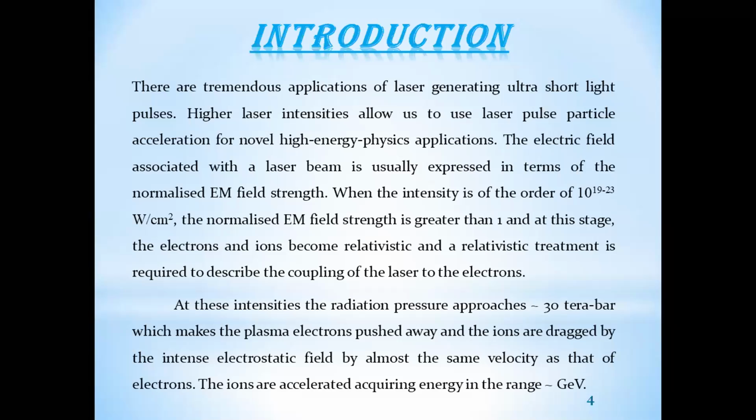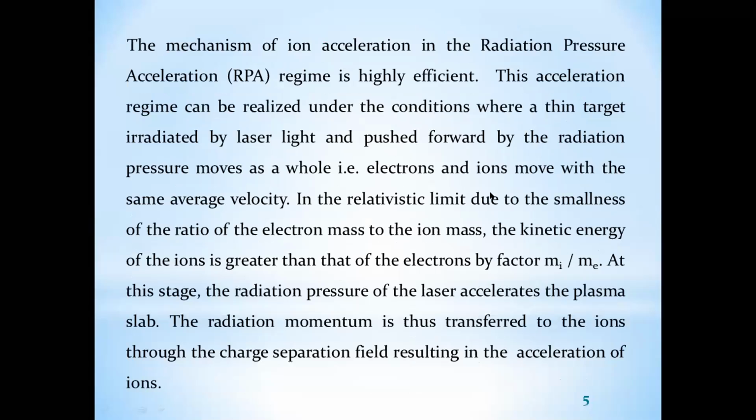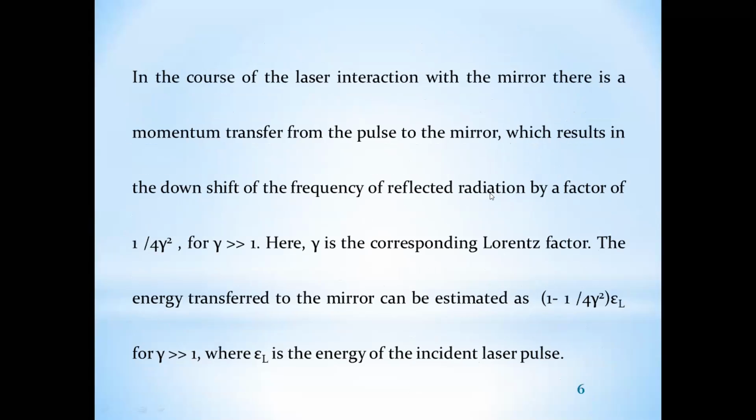with almost the same speed as that of the electrons, that is, the speed of light. Thus ions get accelerated in this regime where the radiation pressure is dominant. So this regime is a very effective regime for ion acceleration. This is the process of ion acceleration which I have told you.